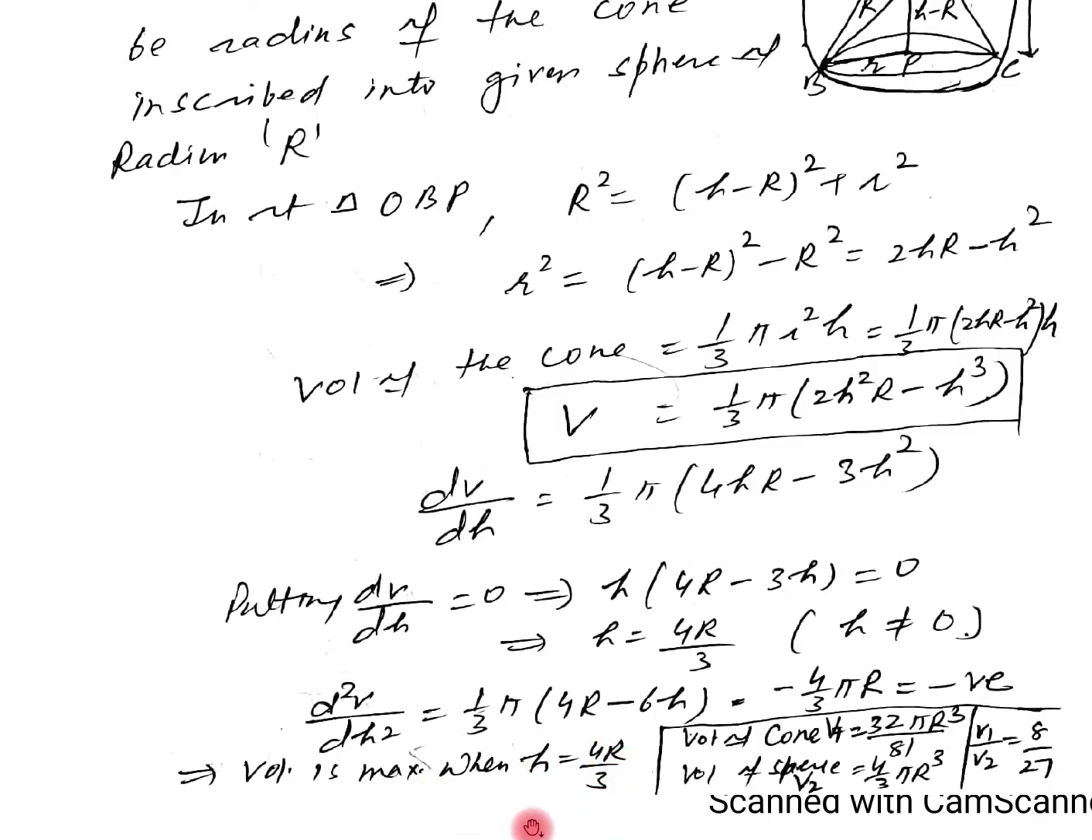So we can write volume is maximum when h equal to 4R by 3. But here in the question we have to compare the volume of the cone and the sphere. We have to prove the volume of the cone is 8 by 27 of the volume of the sphere. So putting the value of h in this expression, I can easily find the volume of the cone. It is this, then volume of sphere is 4 by 3 pi R cube. Comparing this, taking the ratio V1 by V2, simplifying, I am getting 8 by 27. This is all about this question. The remaining question I will discuss next time.